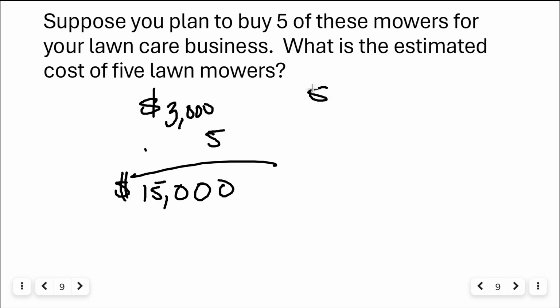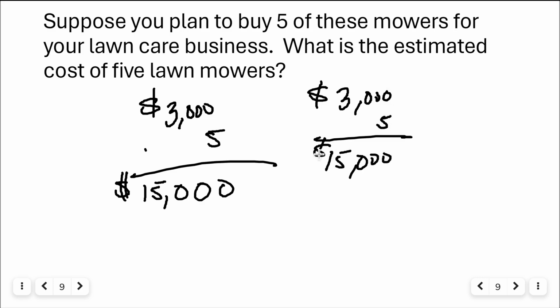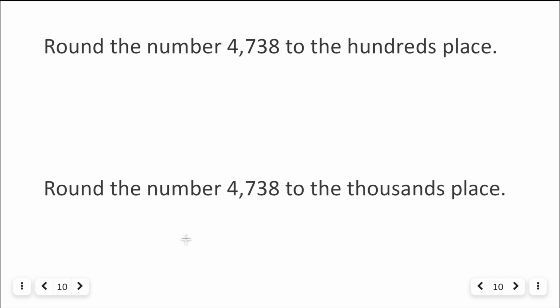The other way to do it is I can pretend that the zeros are not there, multiply 3 times 5, get 15, and then add the 3 zeros on. Both of them will work, but again, this will only work if there's no decimal here. If there's a decimal place, then all bets are off and things are a little bit different. We'll talk about multiplying decimals as we go along. So my answer here is $15,000. It's about how much it would cost me.